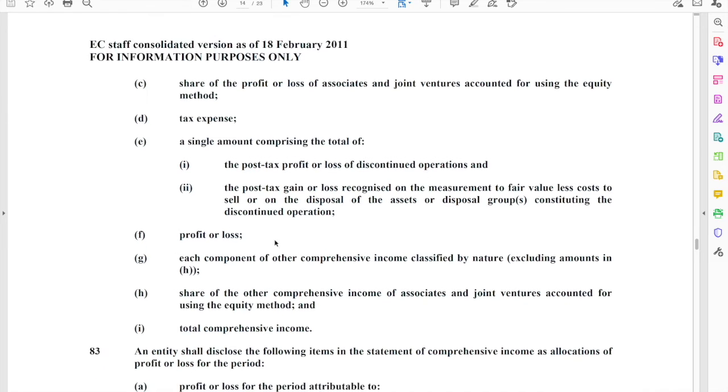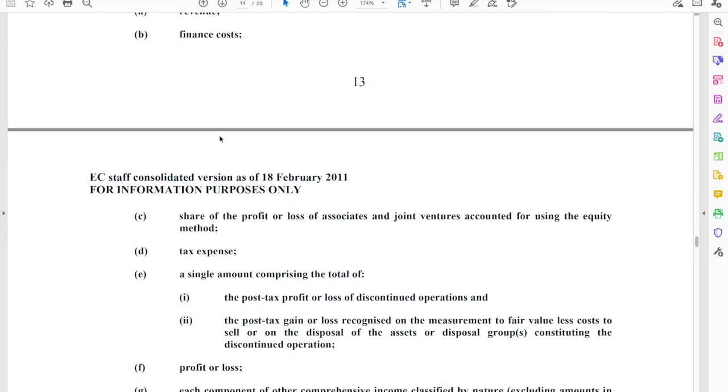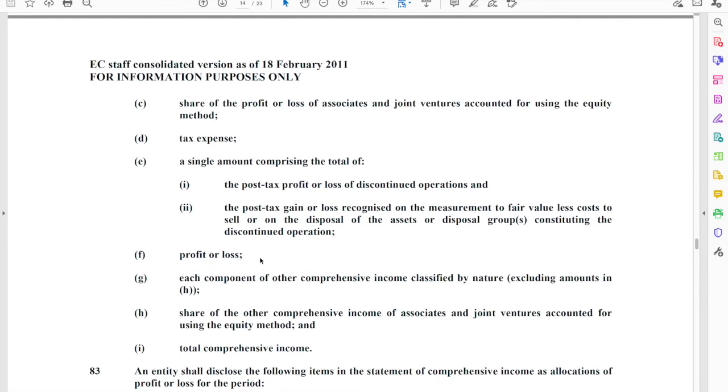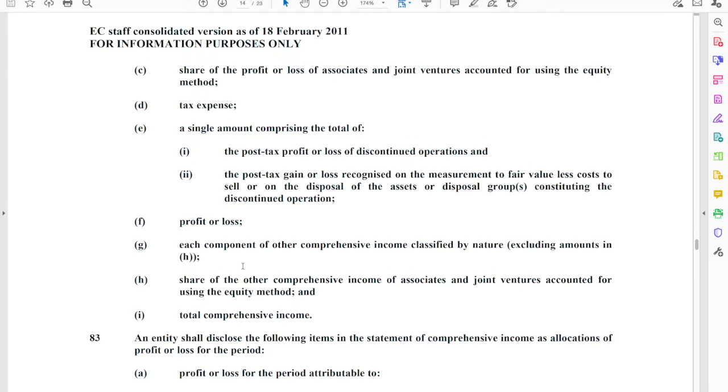And for the letter F, syempre, after you come up with the revenue, you less the expenses, and you'll come up with a profit or loss. Then, for the letter G, okay, it should be consisting of component of other comprehensive income. Ito yung sinasabi ko kanina na meron din tayong tinatawag na other comprehensive income. So, later on, I'll explain kung ano yung other comprehensive income. Then, for the letter H, share of the other comprehensive income of associates and joint ventures. And for the letter I, ayun yung total comprehensive income.